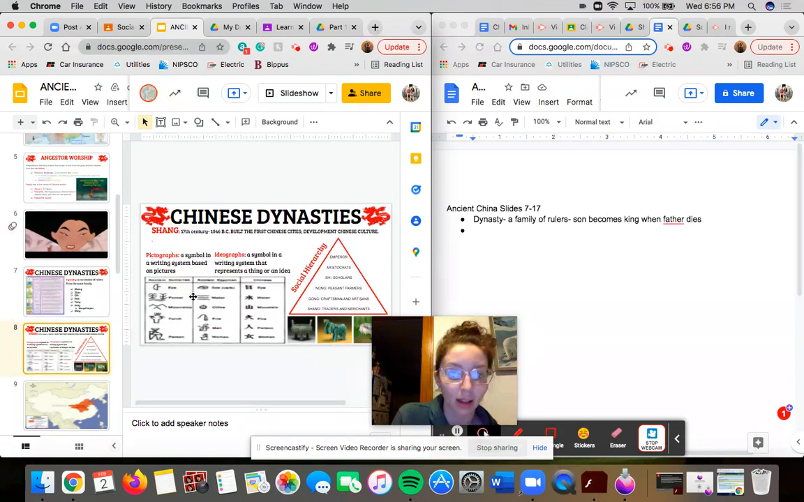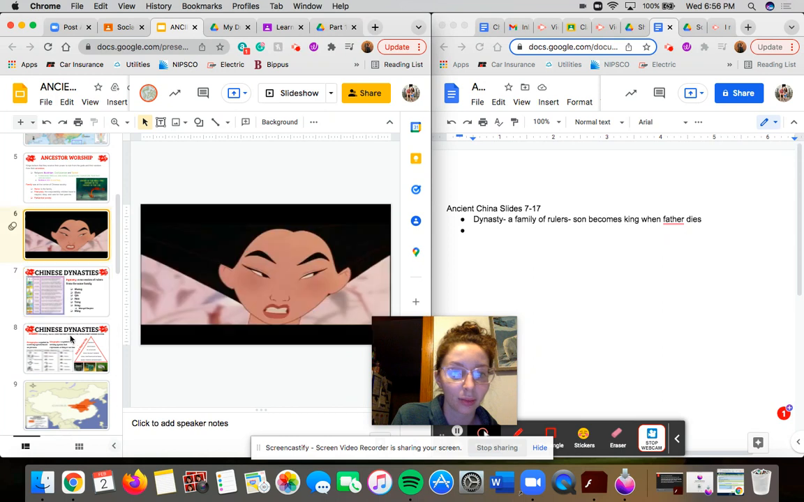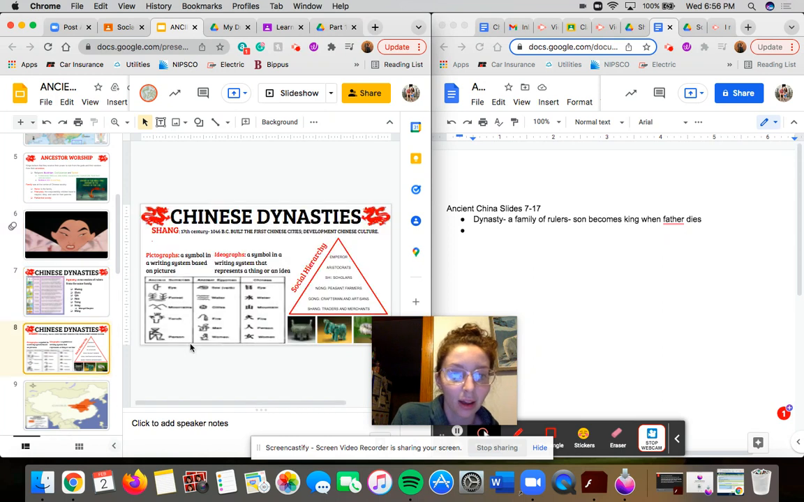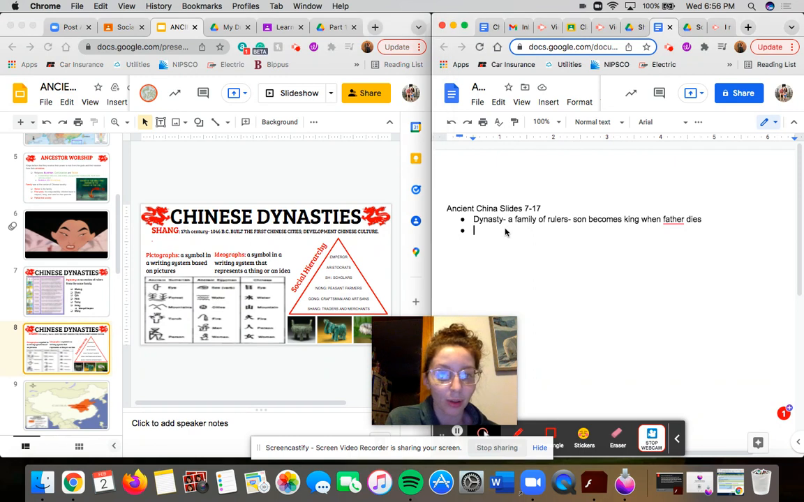The next slide gives us a couple more vocab words, so I'm going to write those down. A pictograph is a symbol in a writing system based on pictures. Okay, so one symbol means like one thing. So, like, you could draw a little tiny picture of a tree, and that would mean tree, something like that.